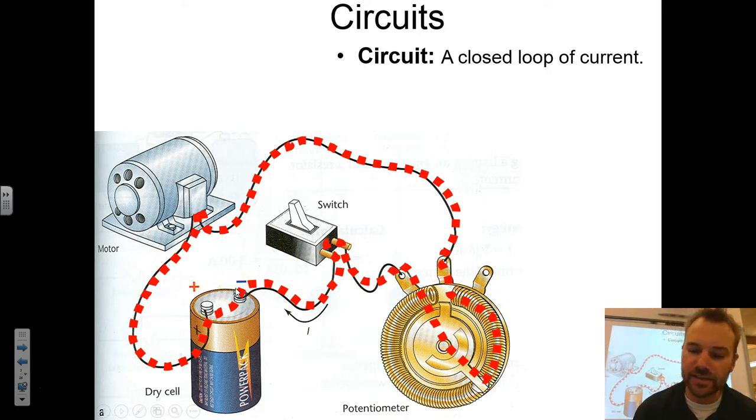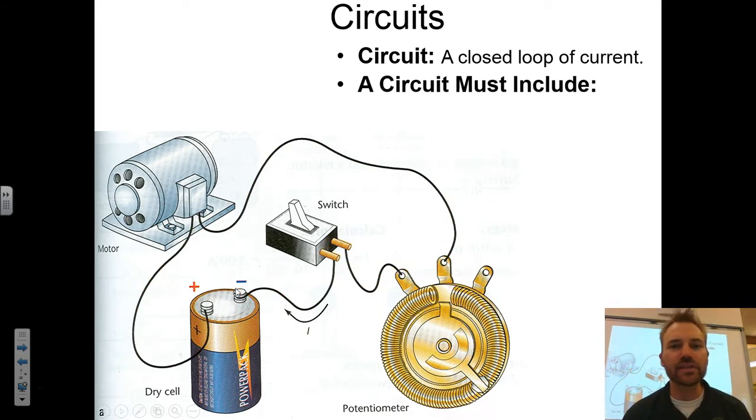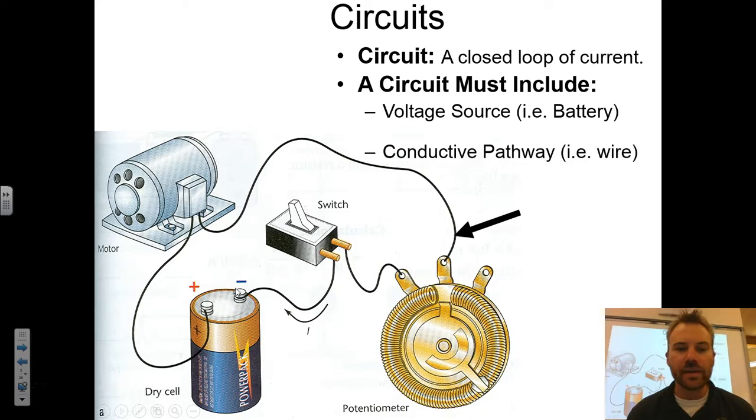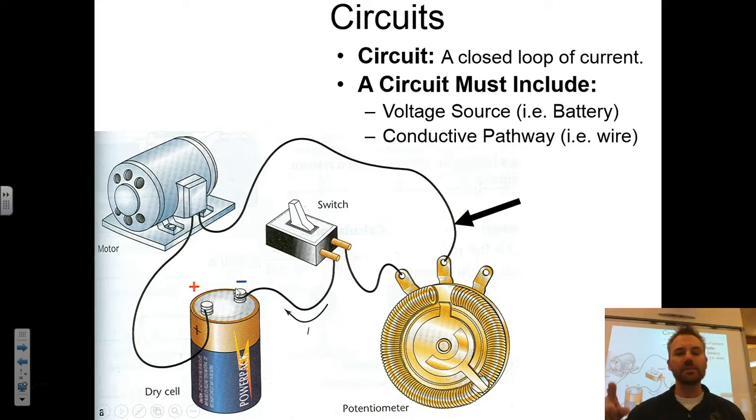Now, every circuit needs 3 different things. The first thing it needs is some source. You have to have something that supplies electricity to the whole circuit, and in this case, it's a battery. We can have all sorts of different sources that you'll see. The next thing you need is a pathway. You need an electrical conductor that can allow electrons to pass through it to complete that circuit.